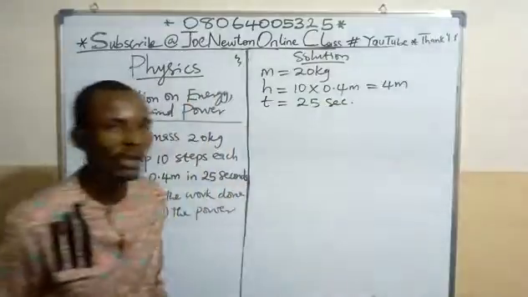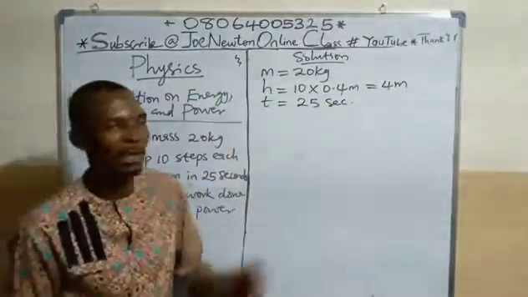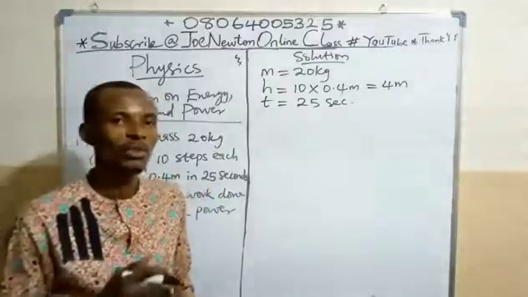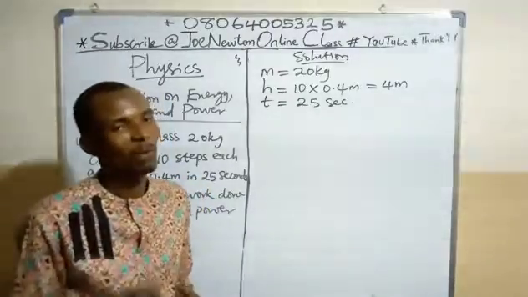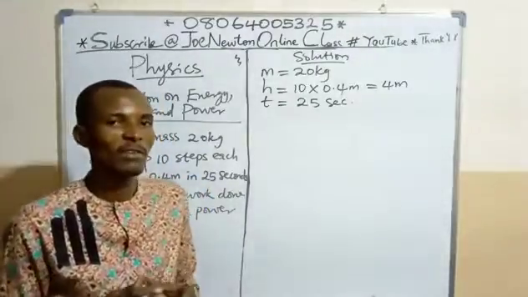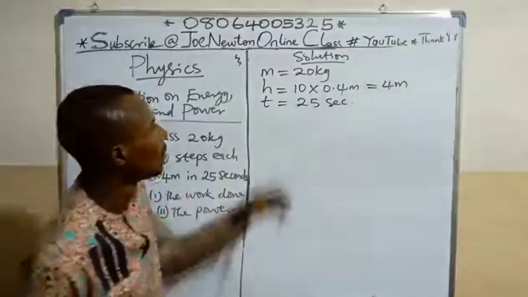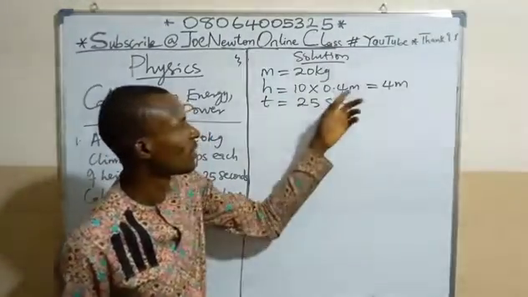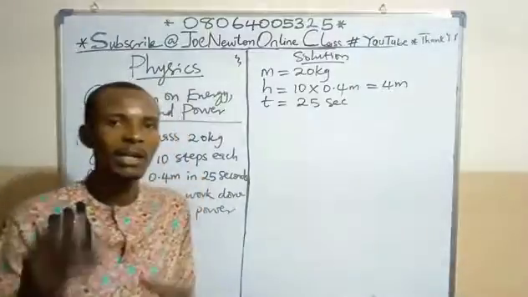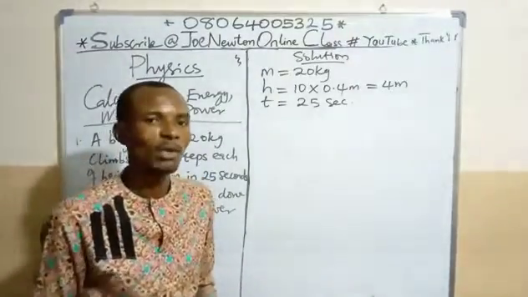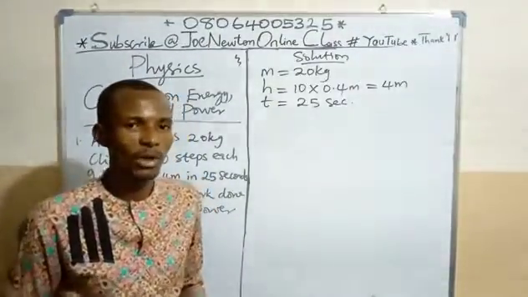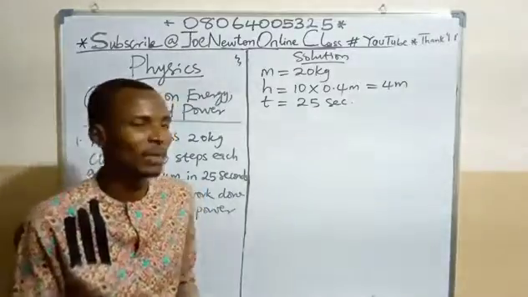Again, this time is already in standard unit. Had this time been in minutes, you would convert it to seconds by multiplying by 60, because 60 seconds make 1 minute. The same thing applies here. This height is in meters already. Even if it were given in centimeters, you would convert to meters by dividing by 100, because 100 centimeters make 1 meter.